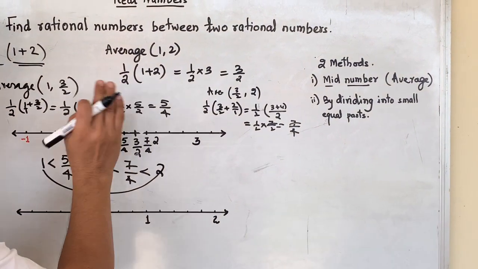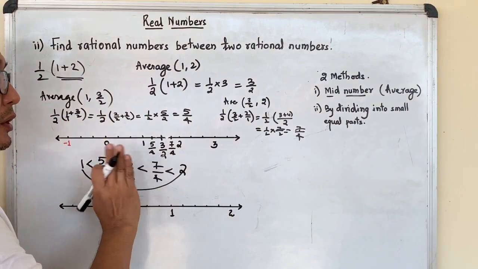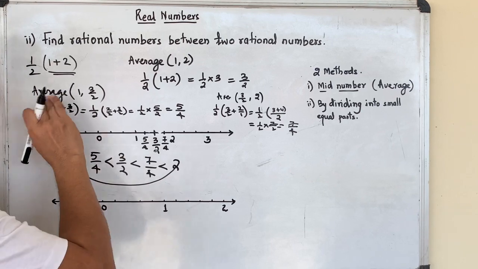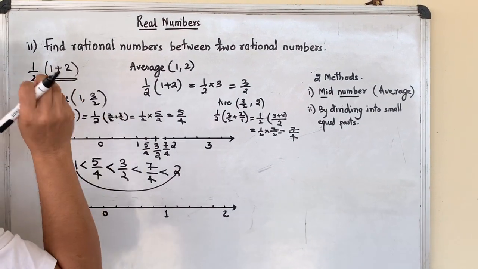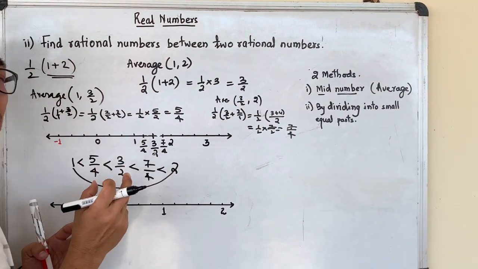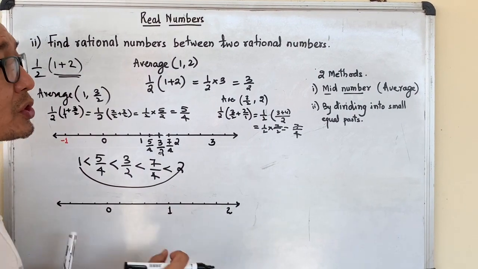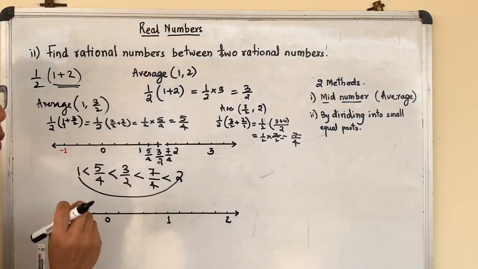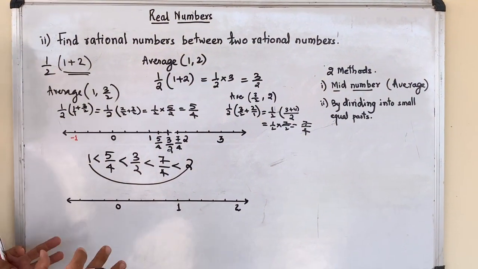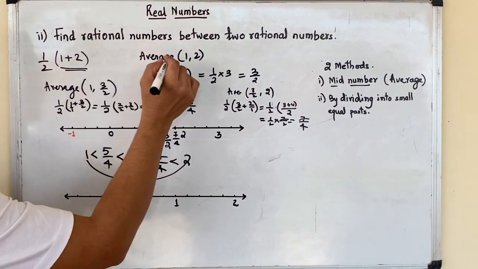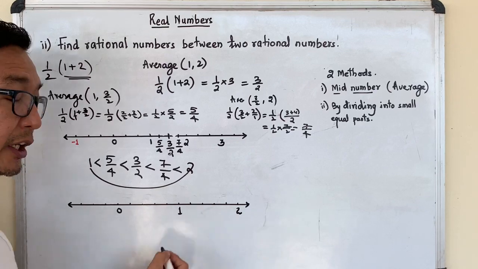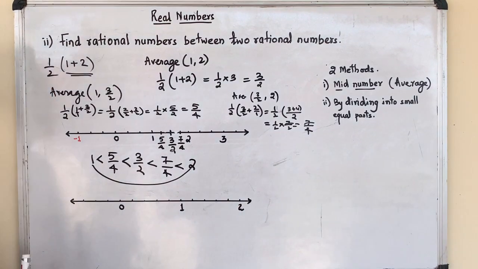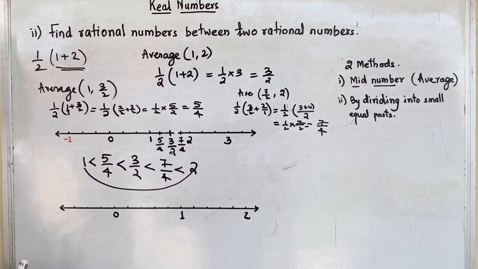Find rational numbers between 1 and 2. By dividing into small equal parts, we can find the rational numbers between one and two.